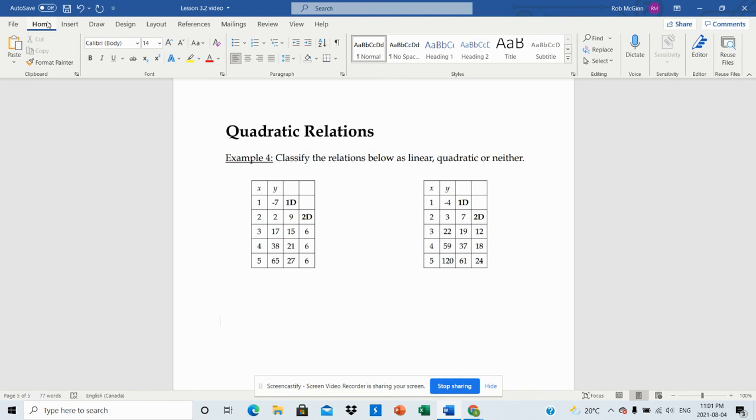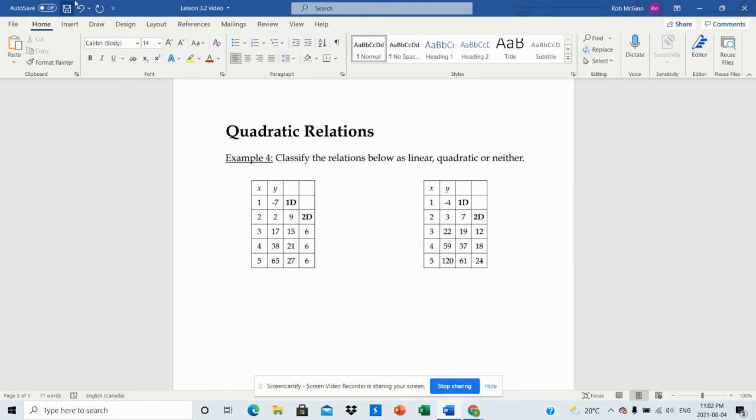So what we're going to do is take a look at our first differences and our second differences. If our first difference is the same number, we have a linear relation. If our second difference is the same, is constant, then we have a quadratic relation. And if neither our first or second differences are constant, then we don't have either a linear or a quadratic relation.